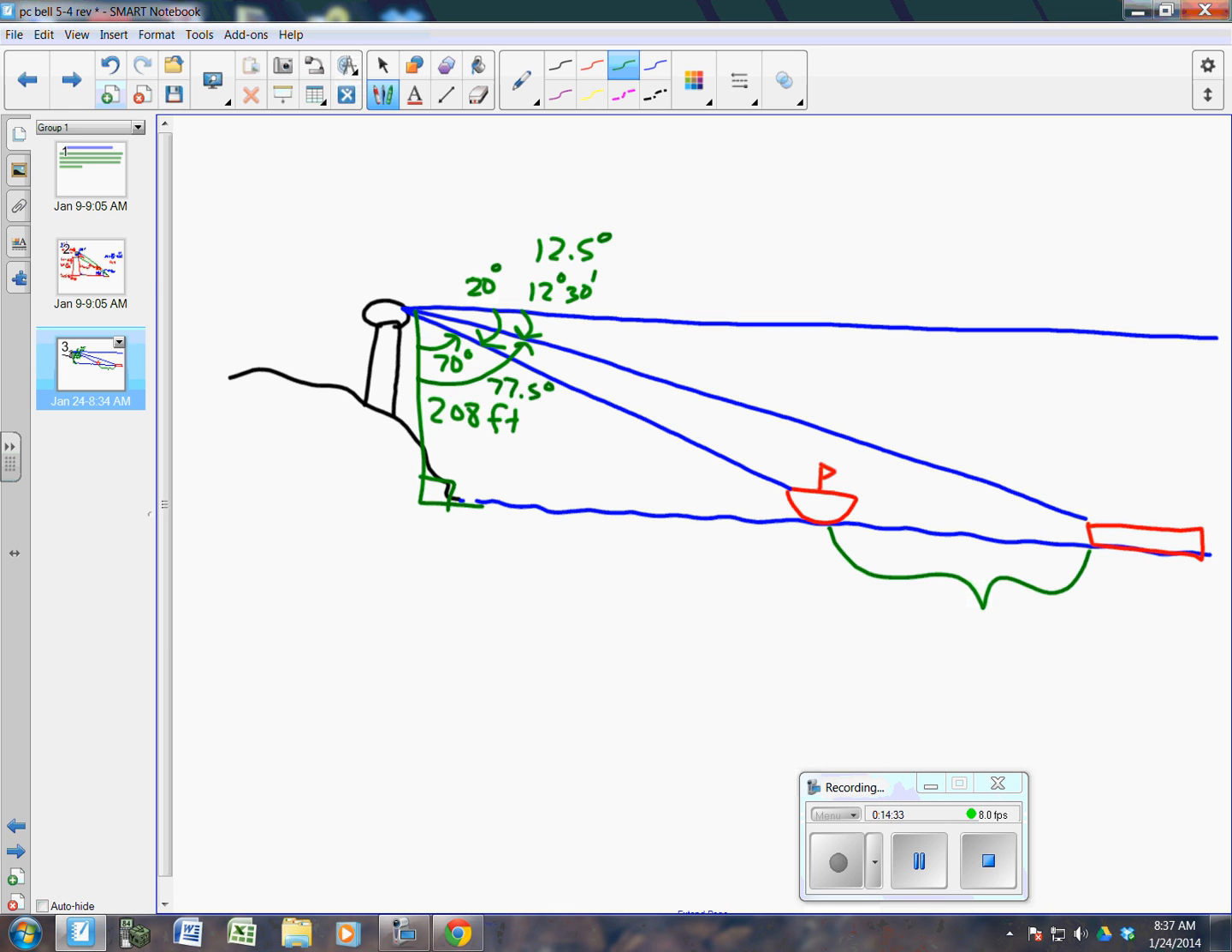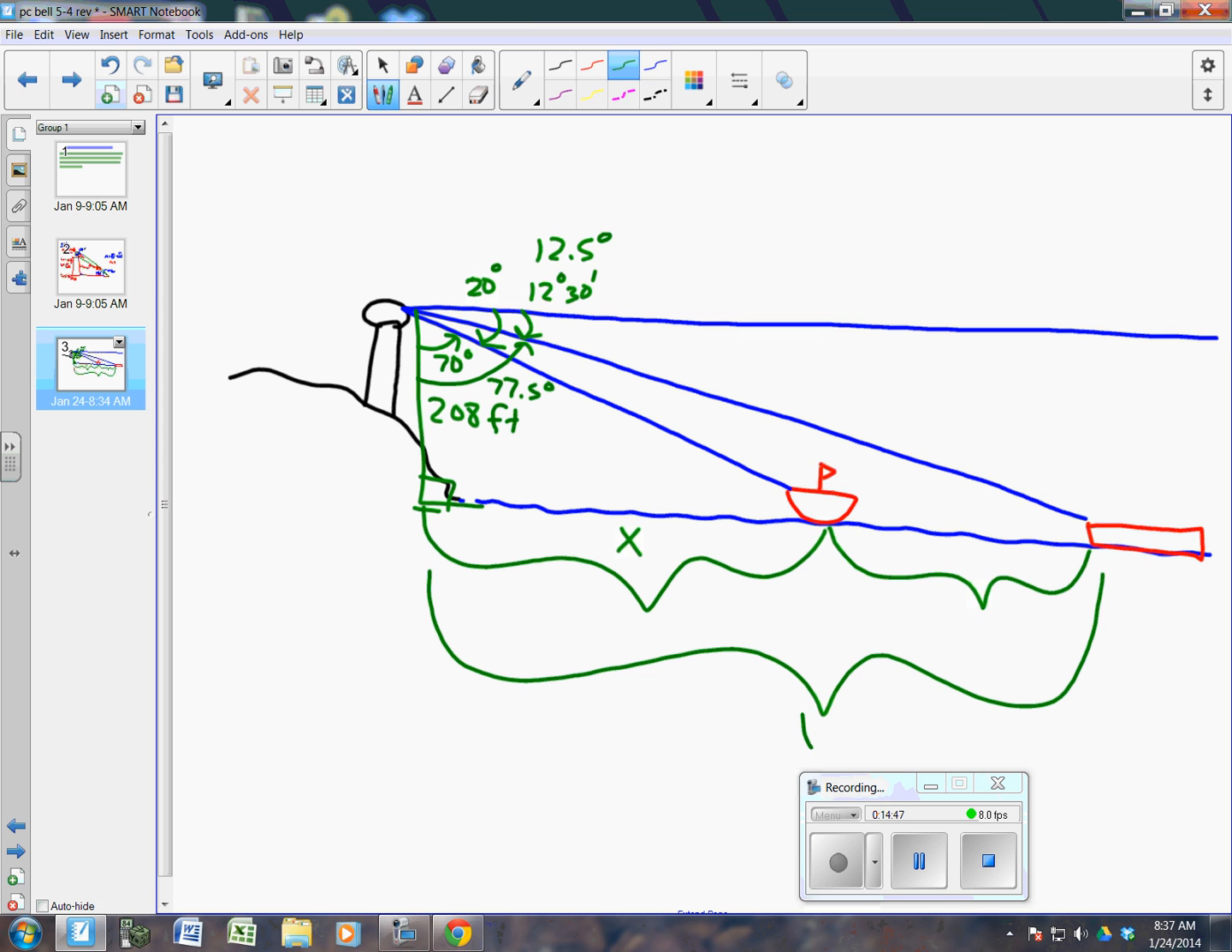So you know an angle and you know the side of these. So I would probably find this x distance right here, and then I would find this y distance right here, and subtract them. Does that make sense? And you got it. I'm not going to tell you any further than that. You guys can finish that one on your own.